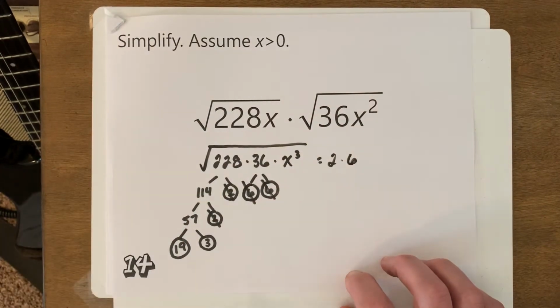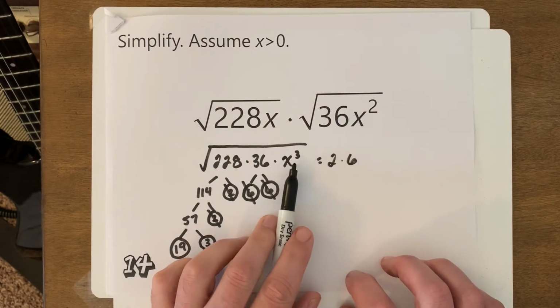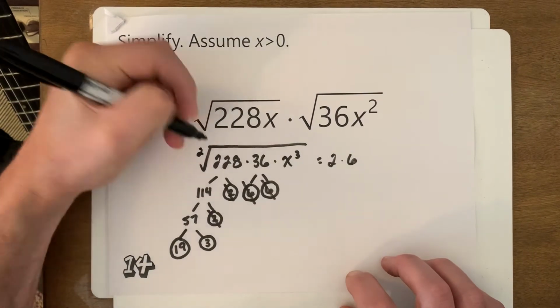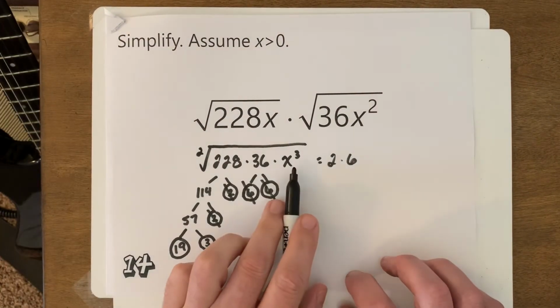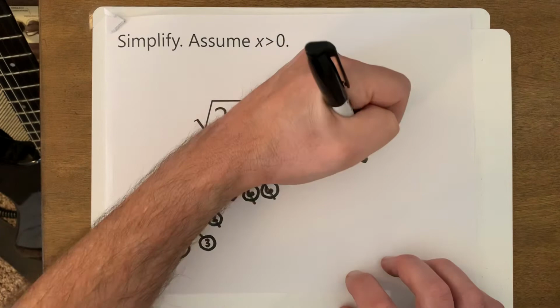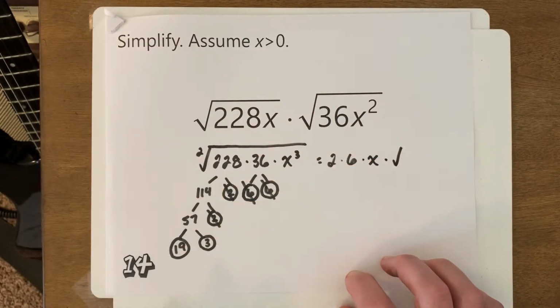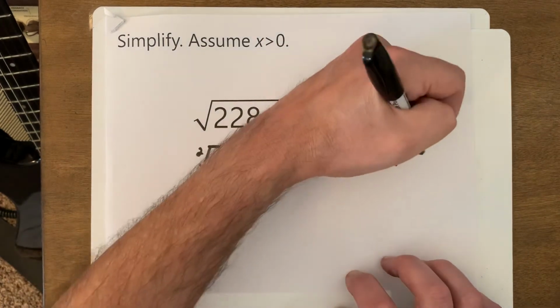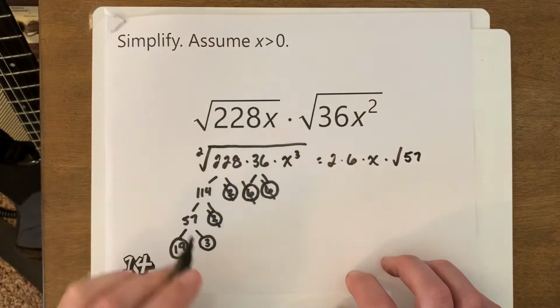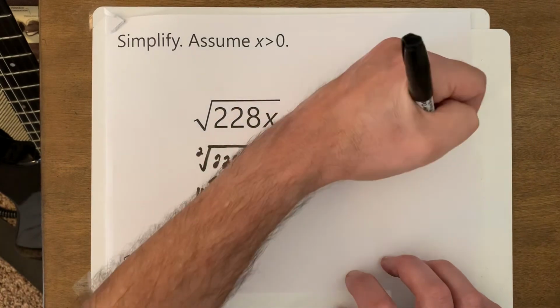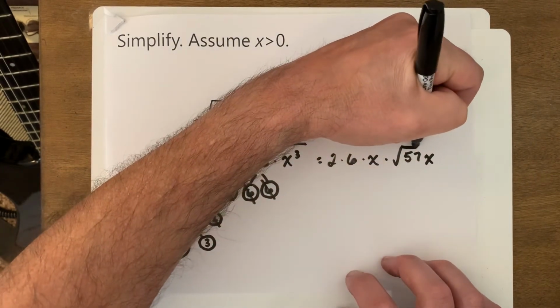Okay, now, here's where it's going to get tricky. I've got 3 x's. I need 2 to come out as 1 on the outside. That's going to leave 1 extra still here. So that single x is coming out, but under the square root, I'm going to have 19 times 3, right? And then an extra x. So 19 times 3 is 57. And that extra x that's still sitting under here is still going to be left underneath that square root.